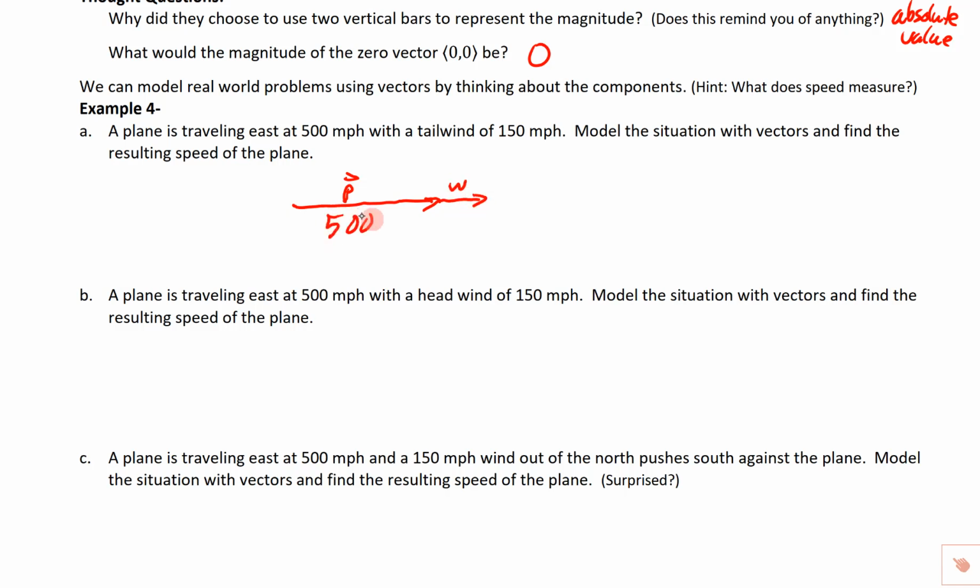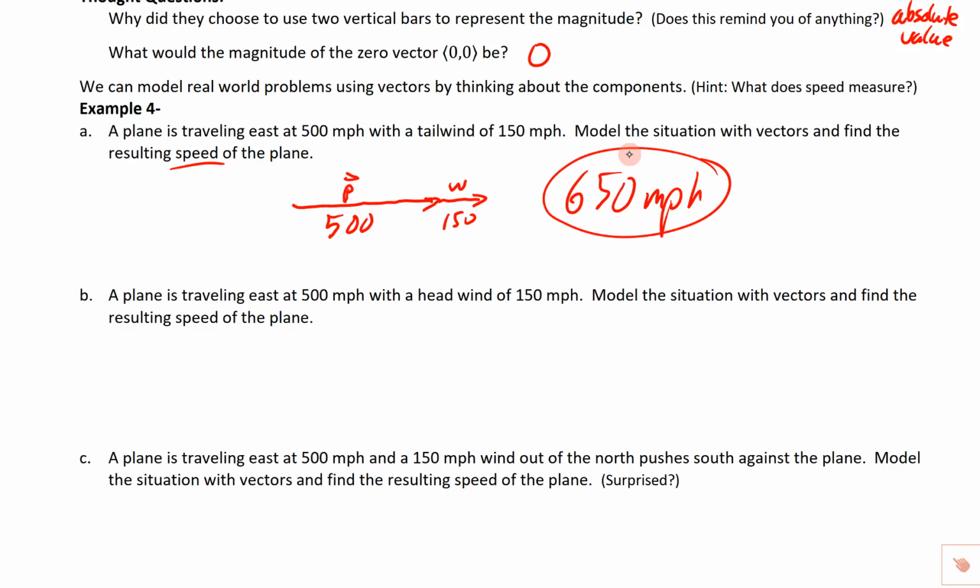So if this is 500 miles per hour east, and this is also 150 miles per hour east, then the total speed of the plane, how fast the plane would be going, would be 650 miles per hour. Now that is just a scalar. If all we were asked to find is just the speed of the plane, it would just be this right here. So that is the answer. If we wanted to say a vector for the plane with the wind, then we'd say it's 650 miles per hour to the east.